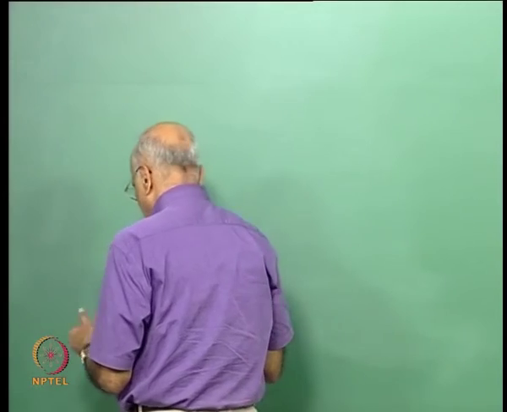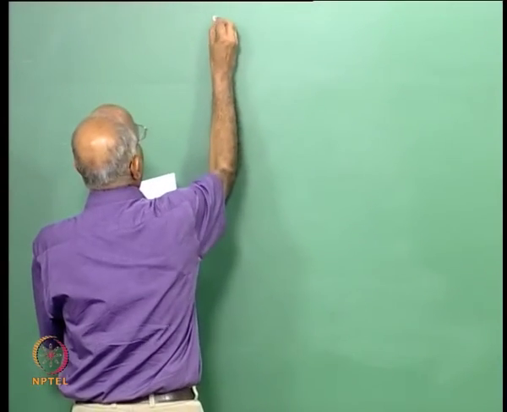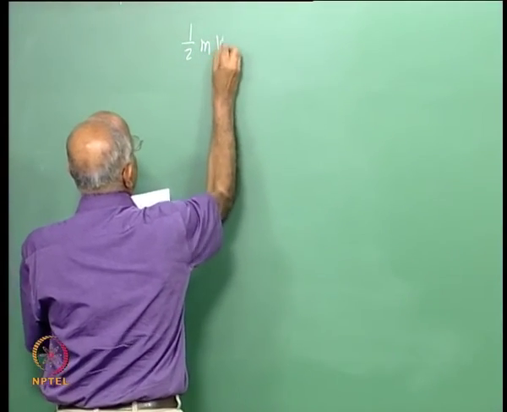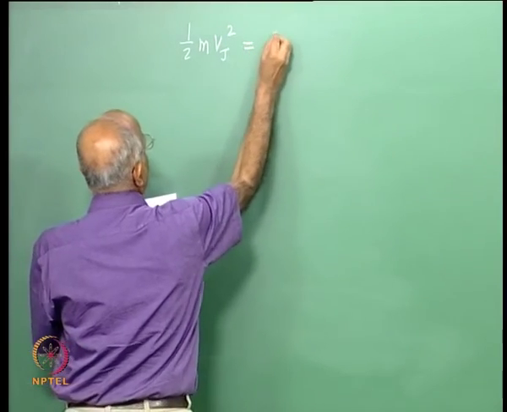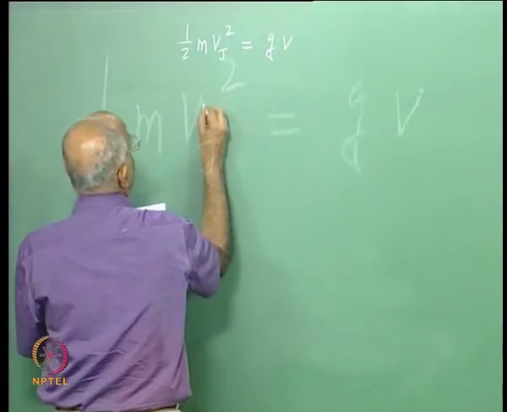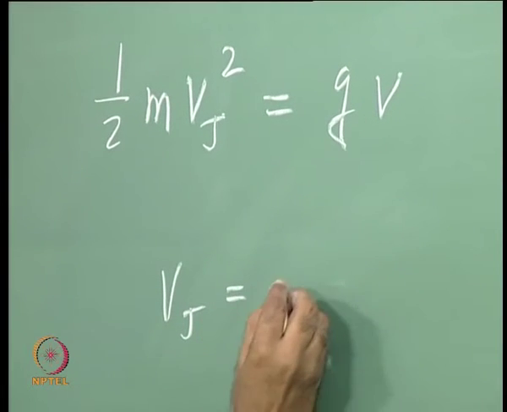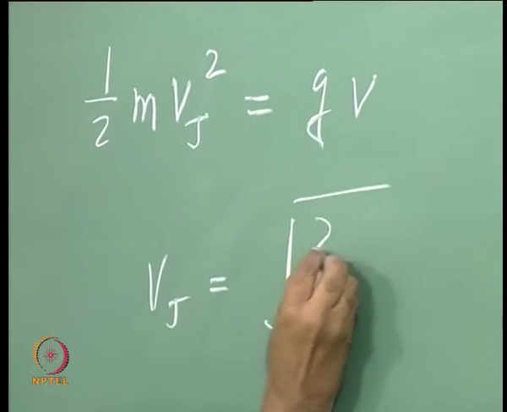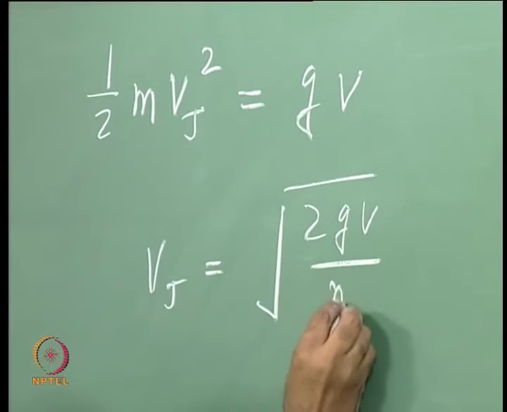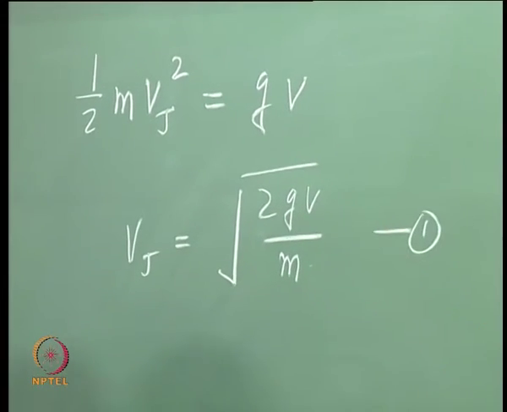Let me put it together: I get half m into Vj square is equal to qV, or rather, I get the value of Vj is equal to under root 2 qV by m, my equation 1.